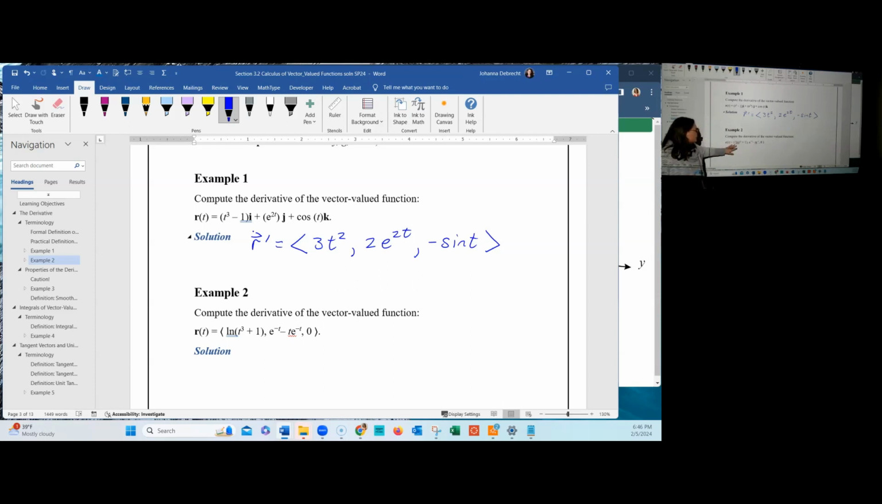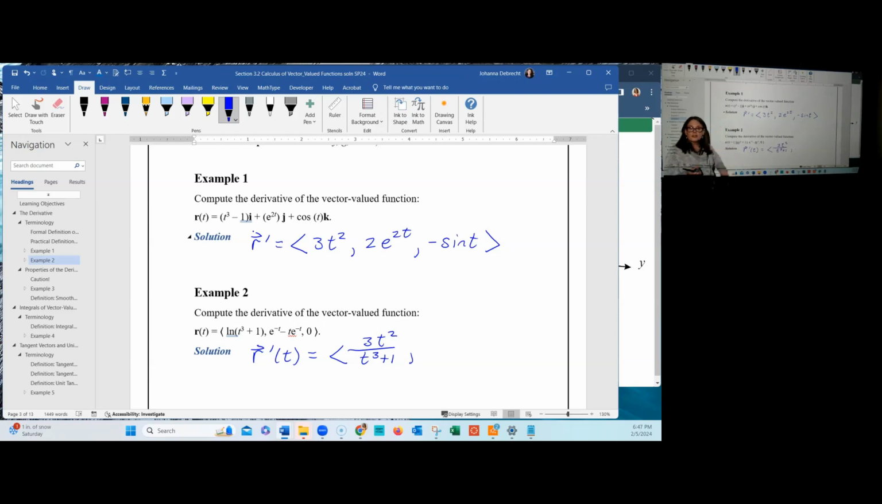Now let's do the same thing for this second example. It's a little bit more complicated because the component functions are more complicated. The derivative of natural log is 1 over the argument times the derivative of the argument, which in this case would be 3t squared. Then the derivative of the second term, or the second component, has 2 terms. The derivative of e to the negative t is negative e to the negative t, but the second term in the second component is a product. So you're going to have to use product rule.